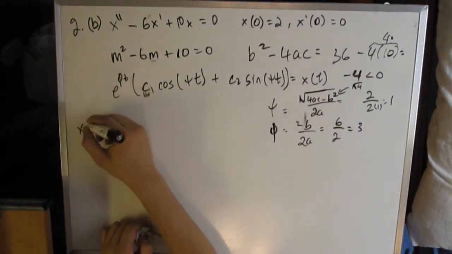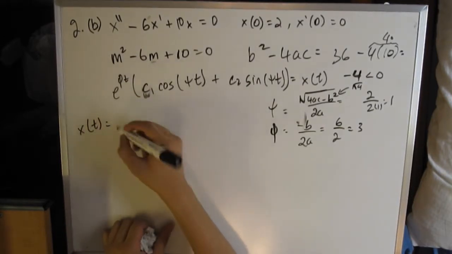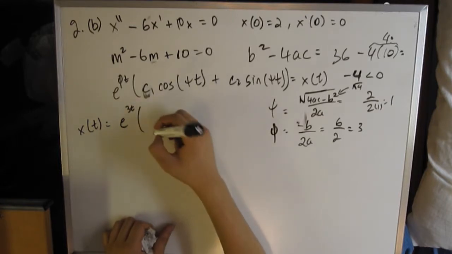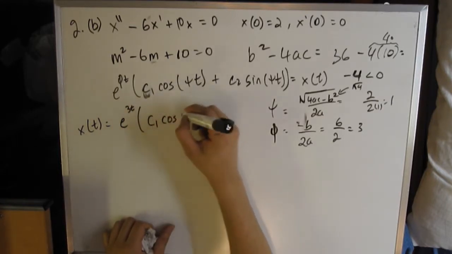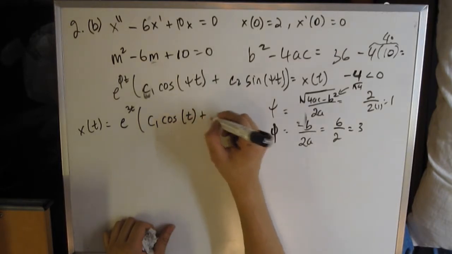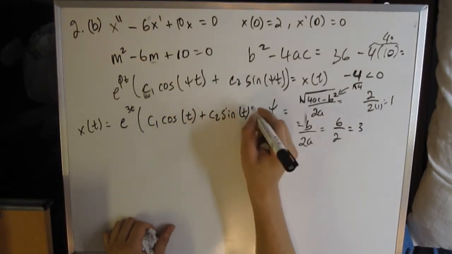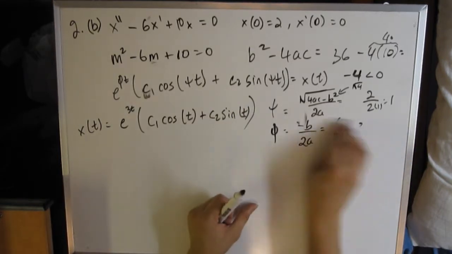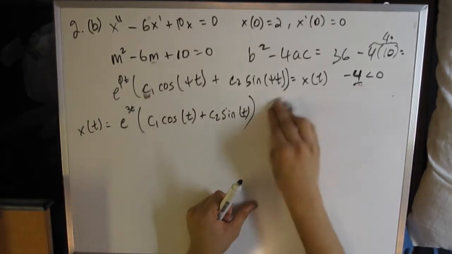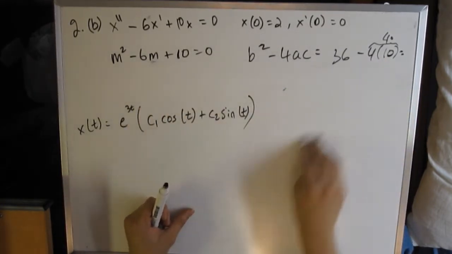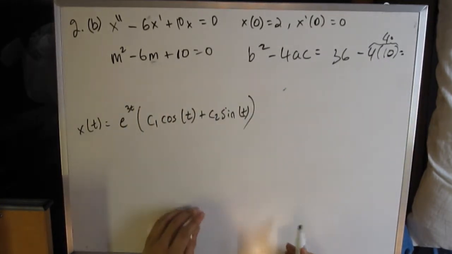So your equation now looks like x of t is equal to e to the power of 3t, all multiplied by c1 cos t plus c2 sine t. And I'm just going to go ahead and erase all this. And now it's time to actually solve for our c1 and c2.